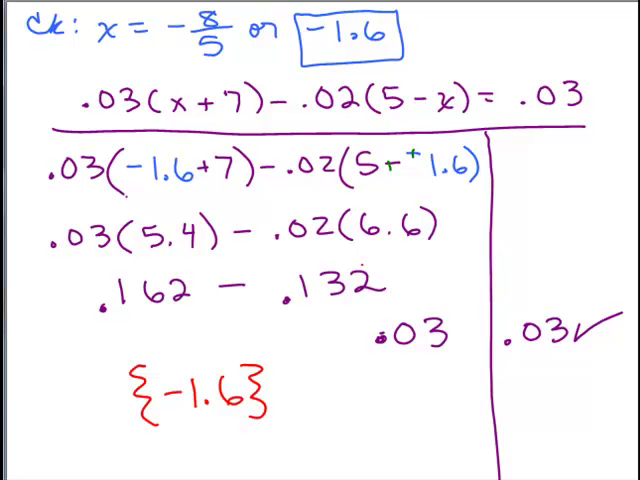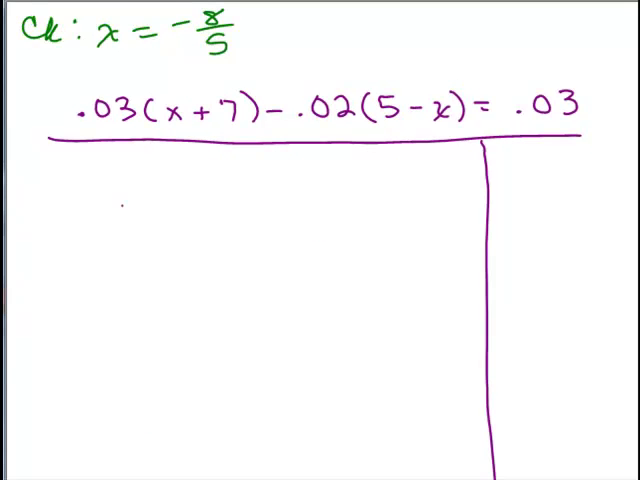And we've checked it with a decimal. Just for fun, let's go ahead and try it with the negative 8/5. All right, let's put in negative 8/5. So we've got 0.03 times, I'm going to put in negative 8/5. Now, I'm going to have to add that to this number 7, so I want to write that with a common denominator. So I want that to also be fifths, and that's 35/5. Remember, you can do 7 over 1 and then times 5 over 5.